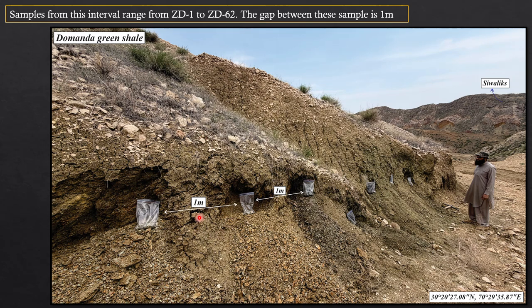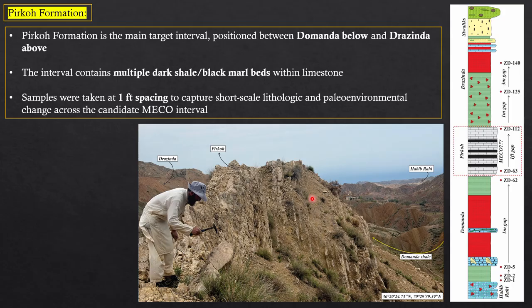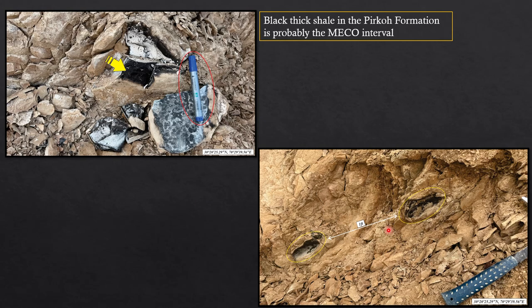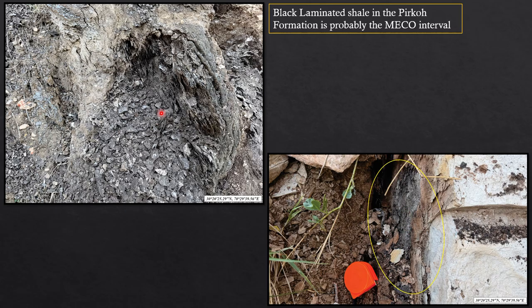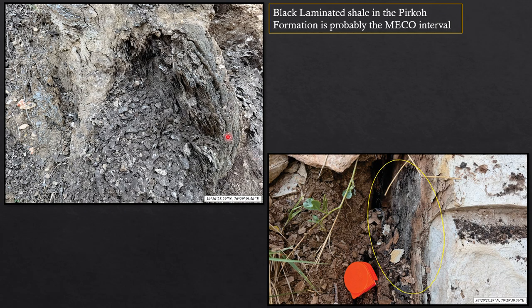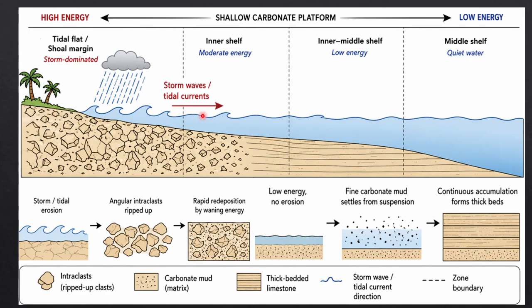In the Dumanda we took samples at a 1 meter gap in this section. The Pirkoh formation is a whitish limestone, in which we recorded the sea level rise, and we found large benthic foraminifera. We found these black spots, which are the main target for this MECO interval, and we also see the black shell. Here we have a very thick and hard shell, and here we have a broken, weak kind of organic shell.